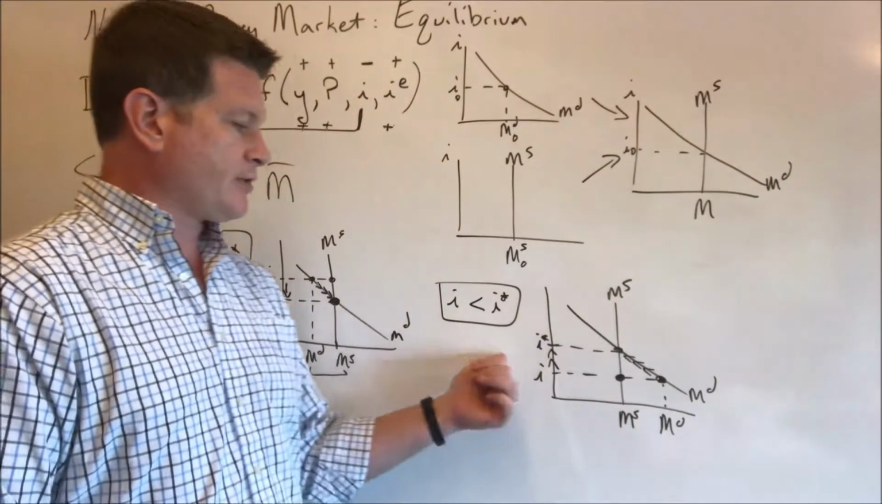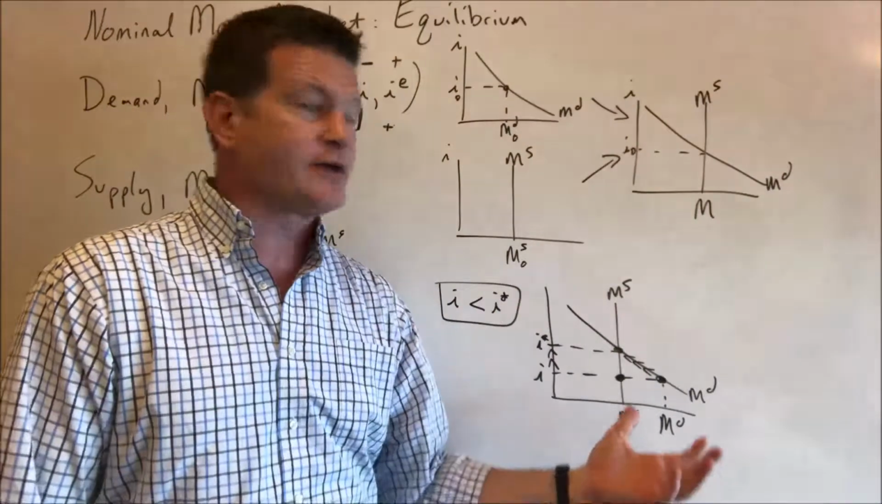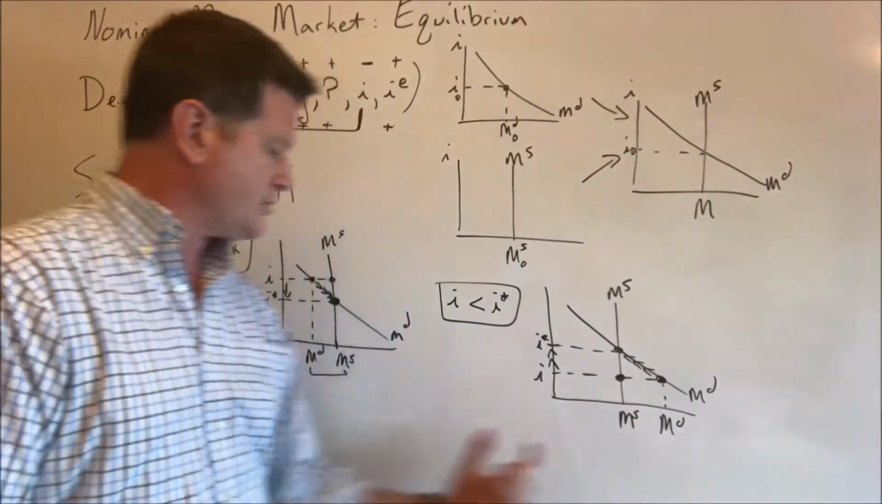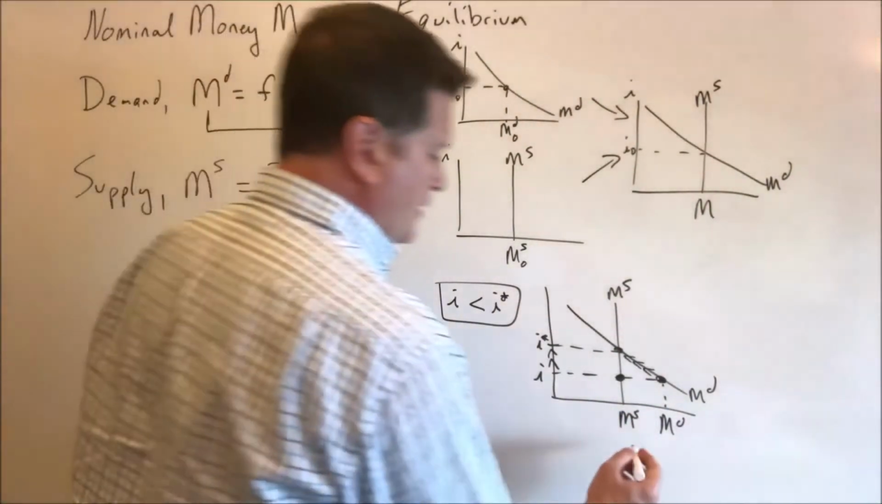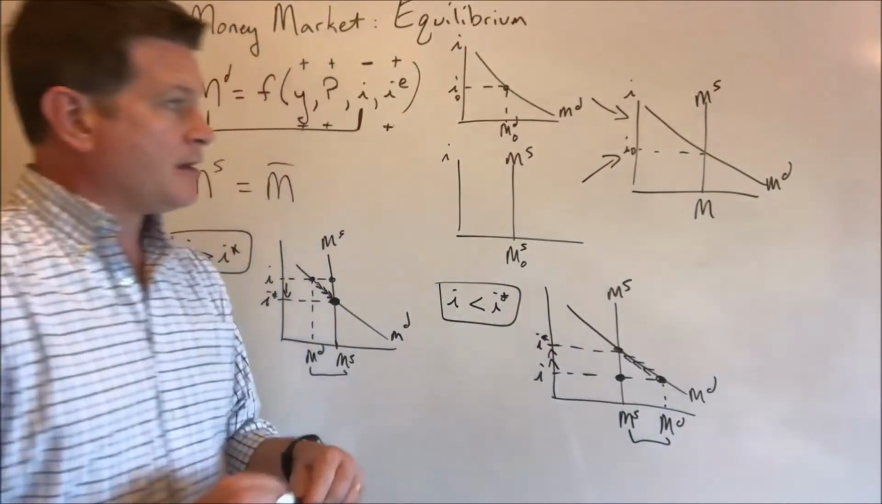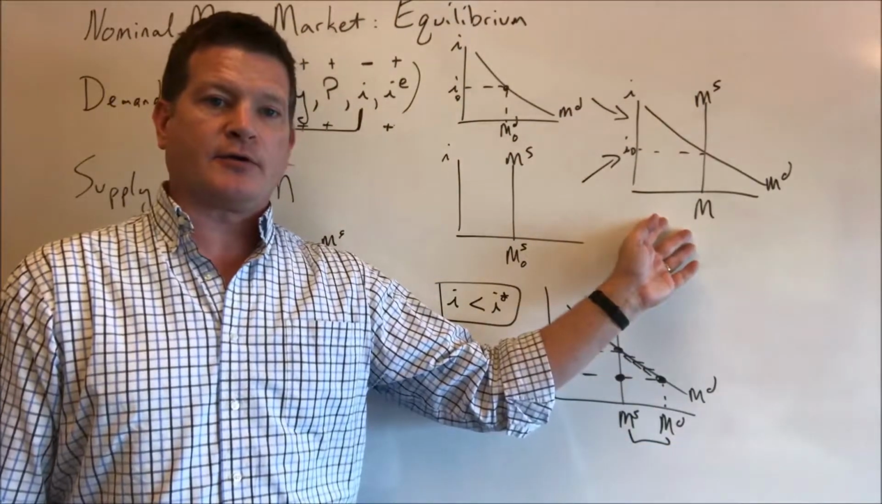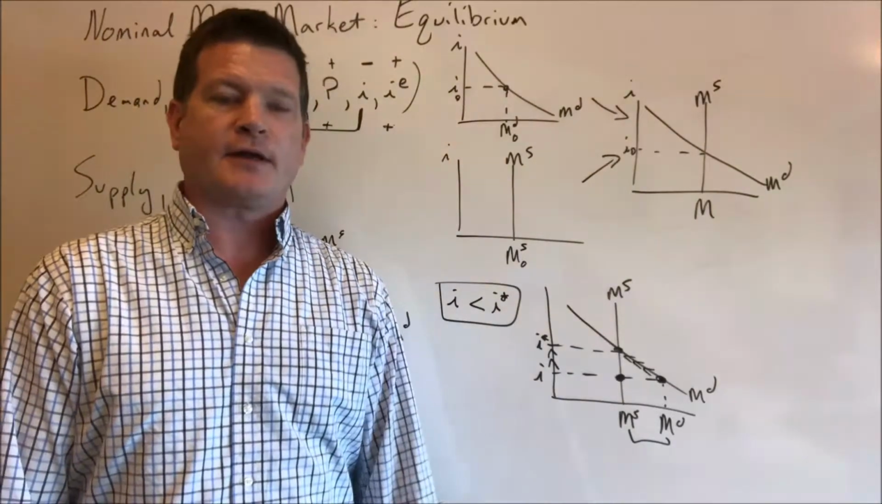So that is the equilibrium interest rate. It's the one that we say clears the market, so there's no shortage or surplus. And this is the basic diagram we'll use to look at equilibrium in the nominal money market.